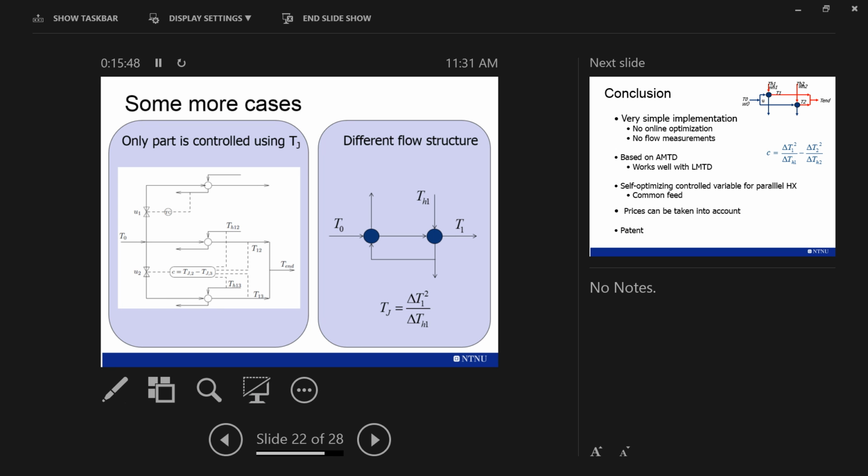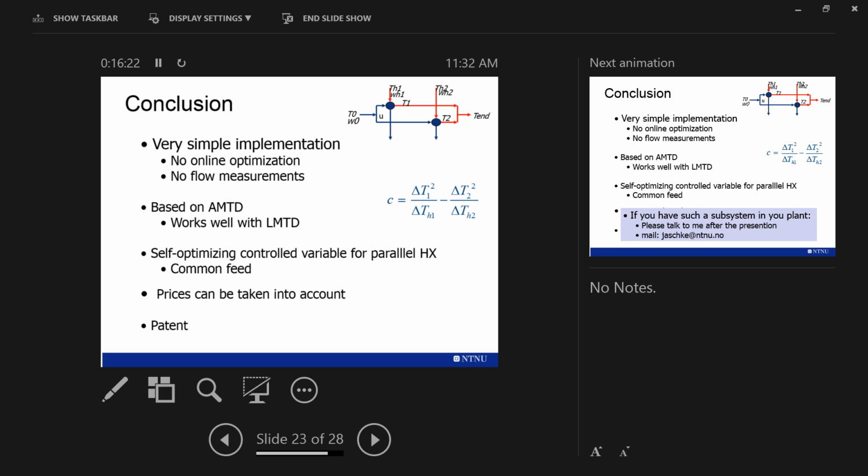Or if you have a different flow structure, for example, that you have a hot stream coming in here and then some is branched off and then it goes back again, you can also handle this. The Jäschke temperature is exactly the same as we have here. Why? Because this can basically be modeled as one heat exchanger by just manipulating the heat transfer coefficients and the flow rates. So any kind of structure that you can model as one or more heat exchangers in a row can be handled with this framework.